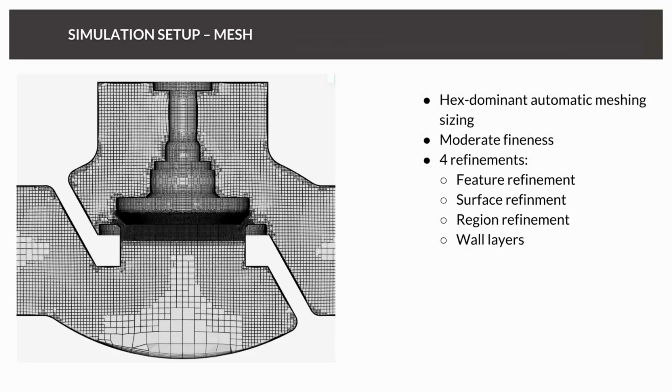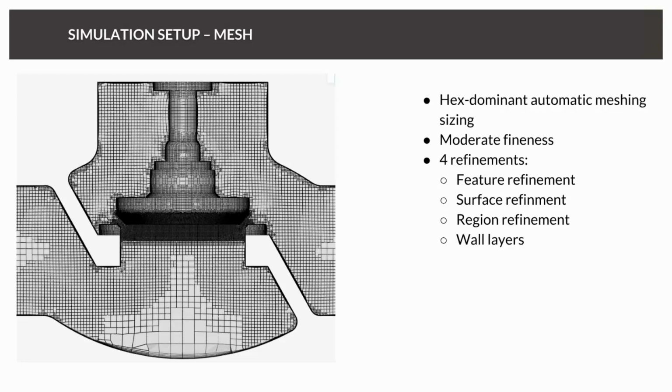So now touching on mesh. I used a hex dominant automatic mesh for this, and I used a moderate fineness. When you run the mesh, there's coarse, medium, fine, very fine, and so on. So I went with moderate, and I ended up using 4 different specific refinements to add mesh where it really matters.